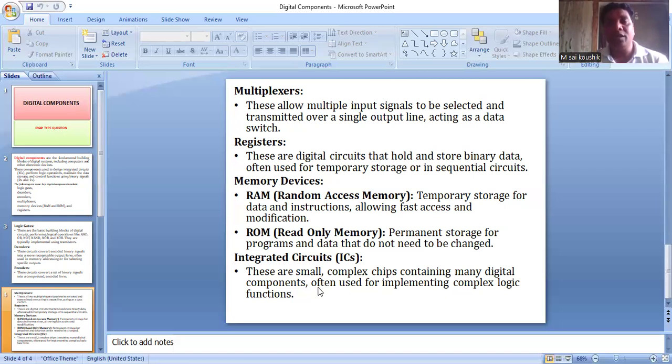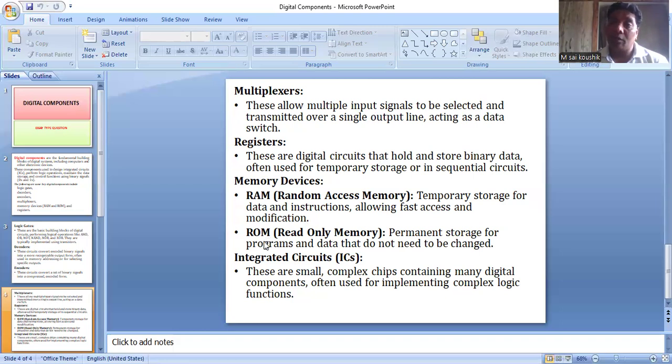So the memory block is a very, very important block in a digital or electronic computer system. I'm writing here. The memory device will be classified into two categories: RAM and ROM. Random access memory, read-only memory. So random access is for what? Temporary storage for data and instructions. It is called temporary memory or primary memory.